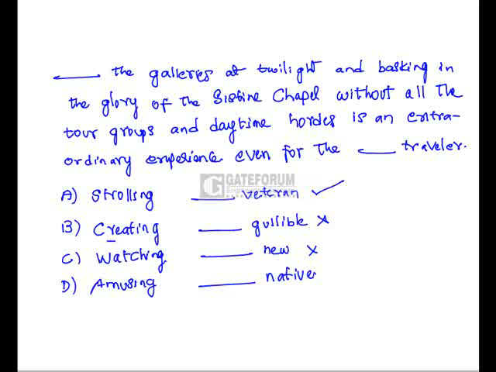Why not D? This is amusing to all the given categories. Need not be for a native traveler or a new traveler, gullible or veteran traveler. So the best answer here is A, because a veteran traveler, even if he is strolling, walking through the galleries, he too should feel an extraordinary experience. Therefore, the best answer is A. Gullible means what? One who easily believes anything.